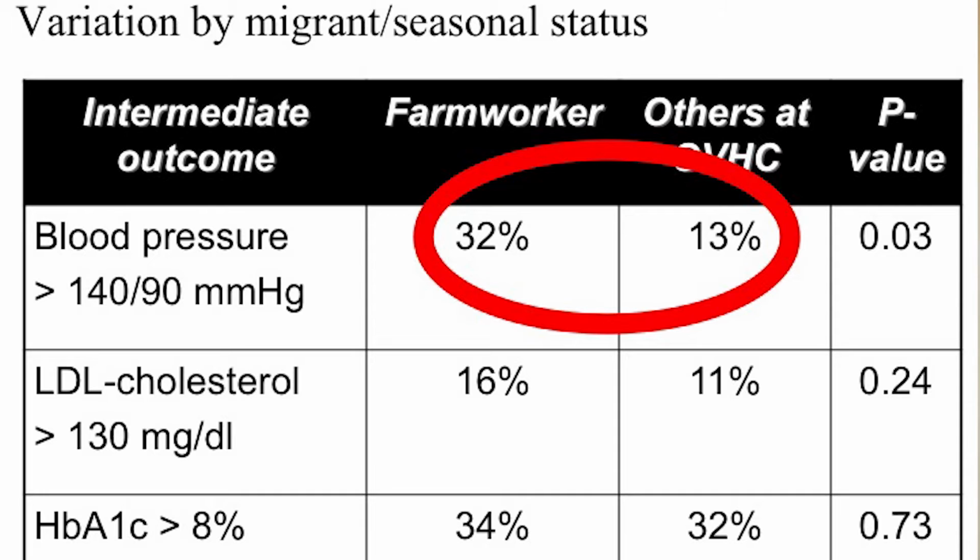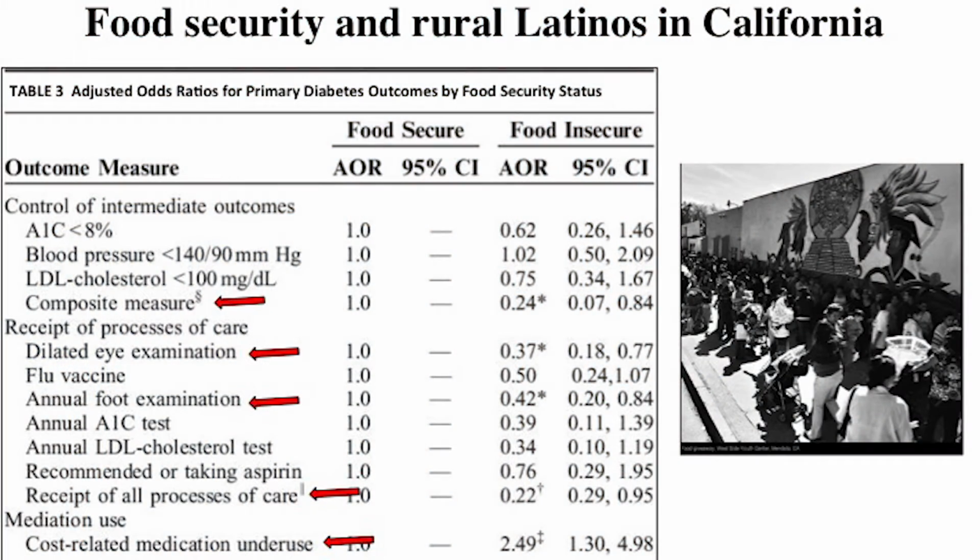And then there were also some findings for the receipt of process of care, which I kind of expected, because there are a lot of appointments and a lot of trade-offs they have to make. But those with food insecurity were less likely to get a dilated eye exam, an annual foot exam, or to receive all processes of care. And the big hypothesis going in was about the medications, because that's a big out-of-pocket cost: that those with food insecurity were more likely to report cost-related medication underuse for the diabetes drugs. So these were adjusted odds ratios.